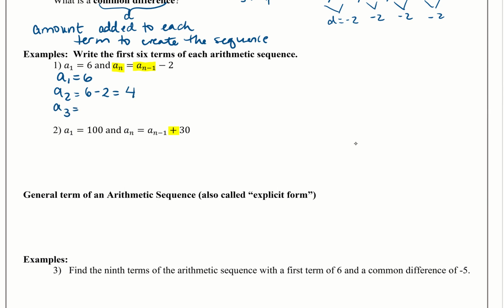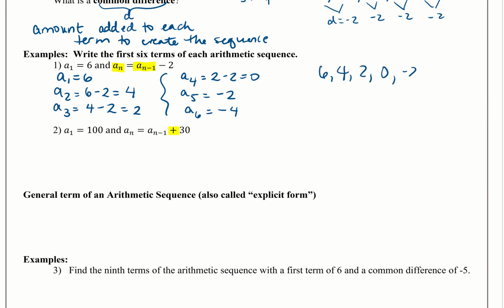To find a sub 3, I would be looking at a sub 3 minus 1, or a sub 2, which is 4, minus 2, which is 2, and so forth. A sub 4 would be the previous term of 2, take 2 away from it, and I get 0. And the pattern, if you look, is that the common difference each time is we're going down by 2, so the common difference is -2. And once you establish that, remember it takes at least 3 to establish a pattern, you could just keep doing that each time and not use the recursive formula. So the first 6 terms here would be 6, 4, 2, 0, -2, and -4.